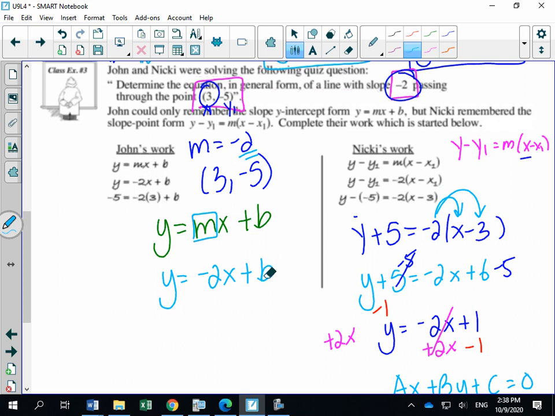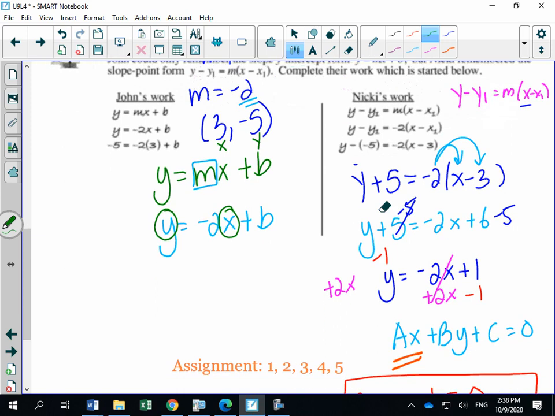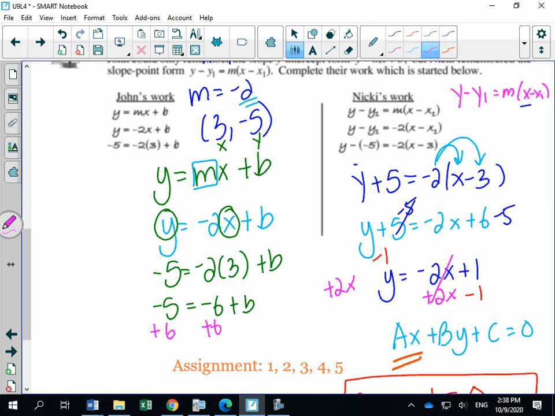You can get this unknown variable if you're given a point, because on this point, I know what my x coordinate is. That's my x, and this is my y. In this equation, I'm going to take out x and put in 3. I'm going to take out the y and put in negative 5. Then I can manipulate and get b. So negative 5 is equal to negative 2 times 3, plus b. Negative 5 is equal to negative 6 plus b. To isolate the b, we've got to get rid of that negative 6. So you have to add 6 to both sides.